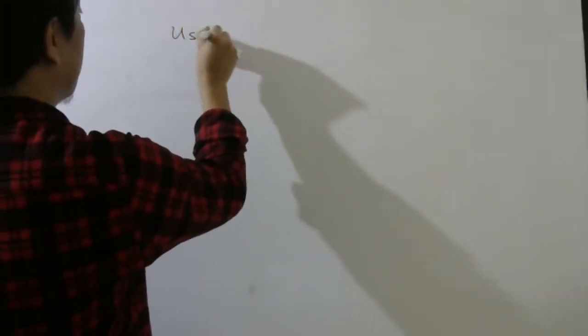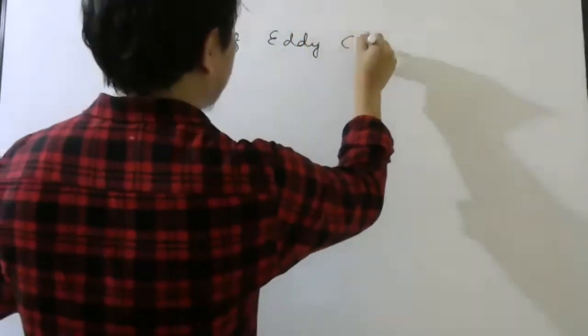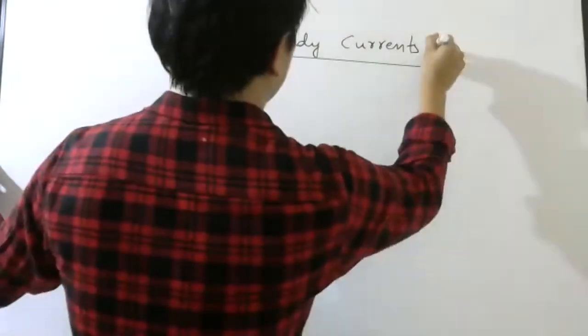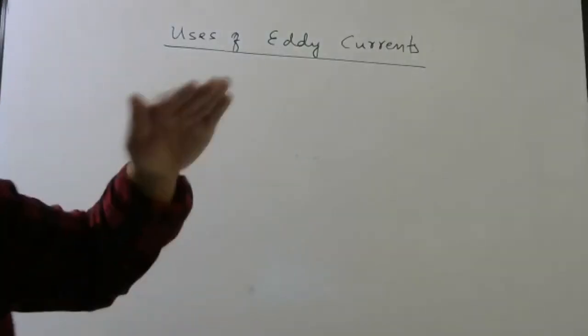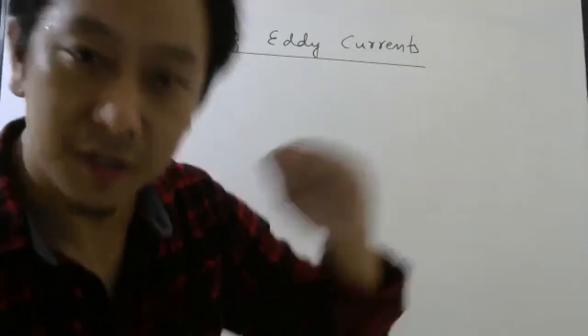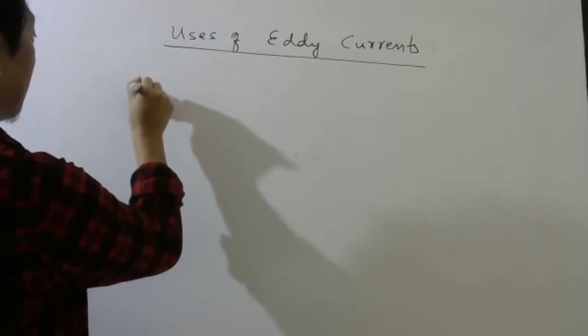Now students, for 3 marks, they will ask you uses of eddy currents. You just have to write the topic. That's it. No need to explain each topic. Just write this use, this use, this use. That much you have to write. So first, second, third. Let me write the first one.